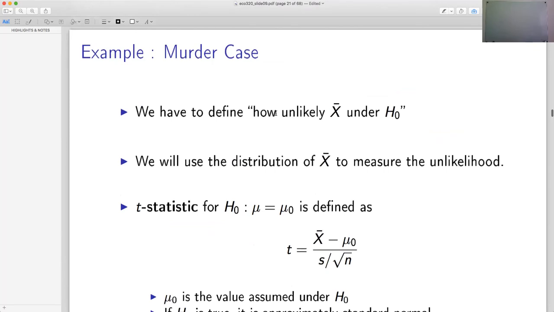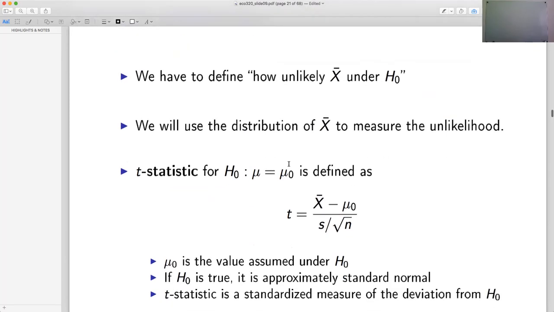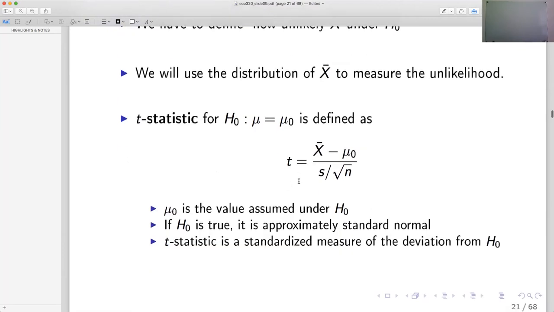So you have to define how unlikely X bar is under the null hypothesis. We will use the distribution of X bar to measure the unlikeliness. A couple of chapters ago, I think in chapter 6, we learned about the normal distribution, and we were able to find the z-score associated with that. This is basically a similar idea. You want to find the probability associated with the extreme outcomes. Based on that, you can make a decision.